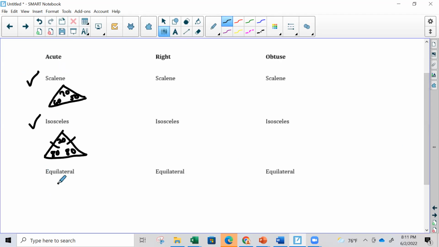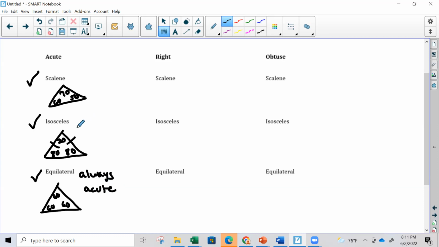And equilateral, well, we know that an equilateral triangle always has 60-degree angles. We talked about that before. So an equilateral triangle is always acute. Okay, so I'm going to kind of put that by. So an equilateral triangle is always acute.